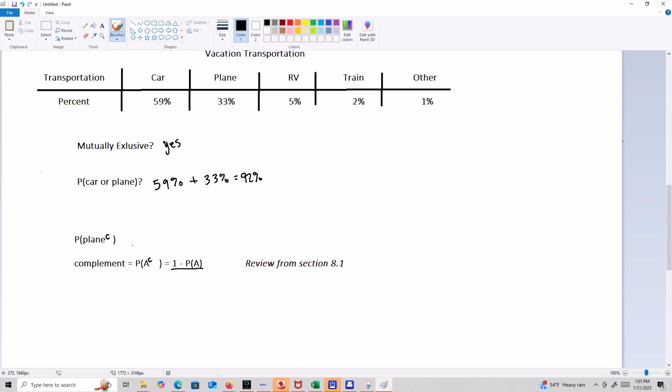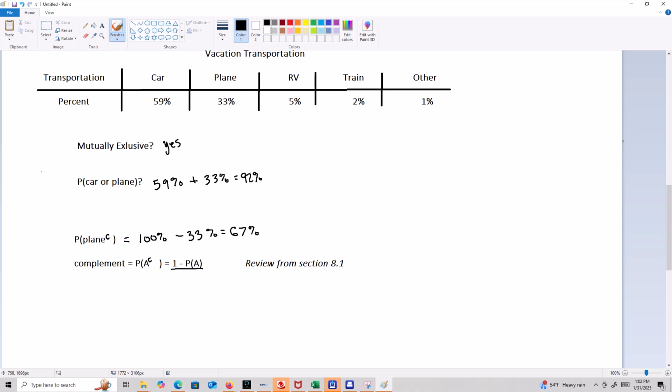Okay, so you can say that the probability of the plane's complement is done one of two ways. I'm going to walk it out both ways because that's what the book does. I could say 100%, because our numbers up here are expressed in percent, so I need to convert my 1 to a percent. So 100% minus 33% equals 67%.